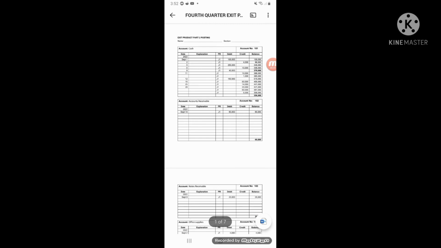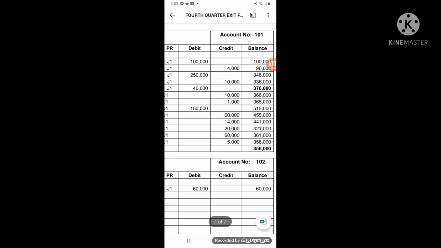Fourth quarter exit product part 2. Posting. Posting is basically recording all the transactions, differentiating them into debit and credit, and subtracting the credit from the debit. Just like this.